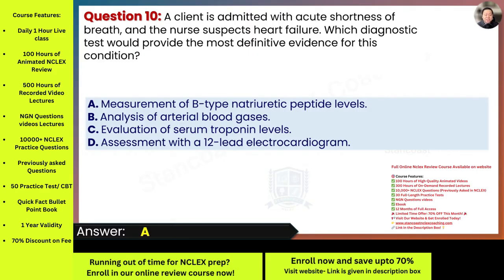So, your key strategy to answer this question is to understand the specificity of the diagnostic tool. And when you encounter this type of question, always prioritize tests that are specific for the condition you're trying to identify. And again, the BNP is the only test that is specifically linked to the heart failure.